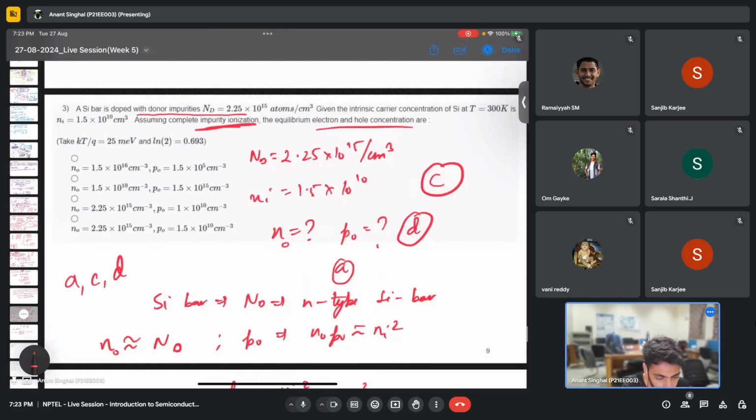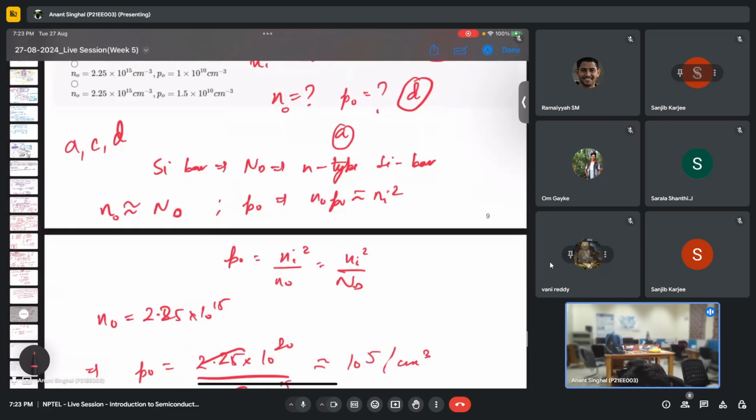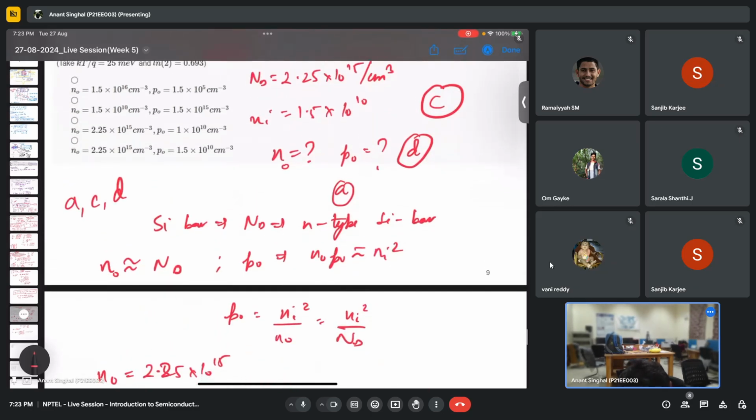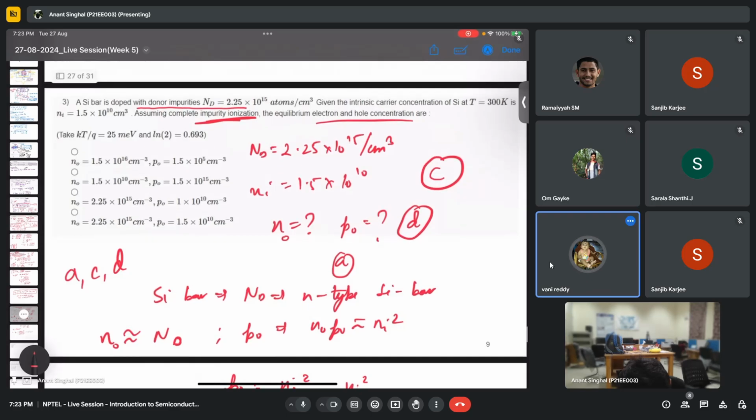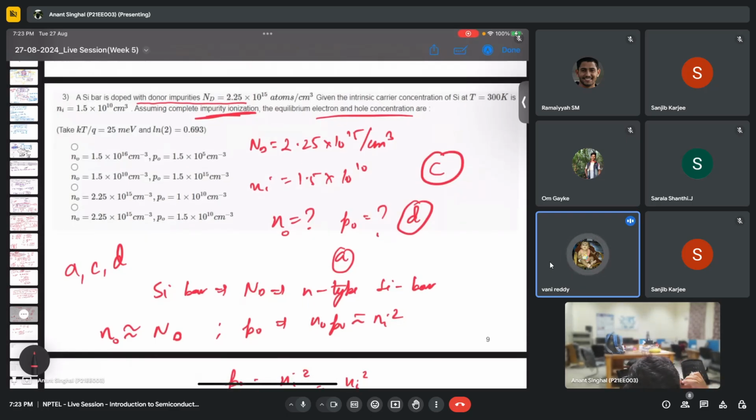I need to recheck the options, I guess. Can someone confirm if I've made some calculation mistake here? No, sir. The options are wrong, I think so. We tried many times, sir, by substituting different formulas.